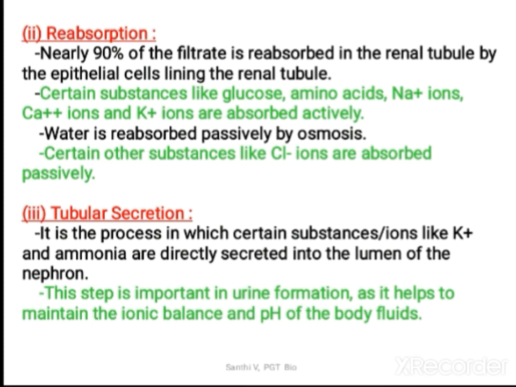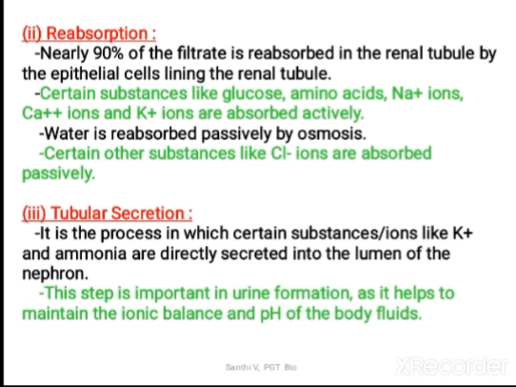Next is reabsorption. About 90% of the filtrate is reabsorbed by the epithelial cells lining the renal tubule. Certain substances like glucose, amino acids, sodium ions, calcium ions and potassium ions are absorbed actively, and water is reabsorbed passively by osmosis. Other substances like chloride ions are absorbed passively. So some ions are absorbed passively and some actively. Active transport involves energy.